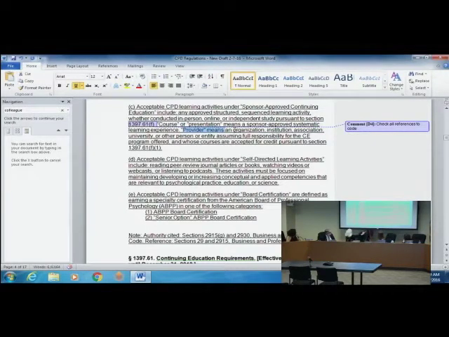Provider means... where else is it used? Jeff, earlier in the document, you don't use the term sponsor, do you? I think in California you use the term provider. APA uses the term sponsor. But I think we decided on provider. In our current one, I think we do refer to sponsor.